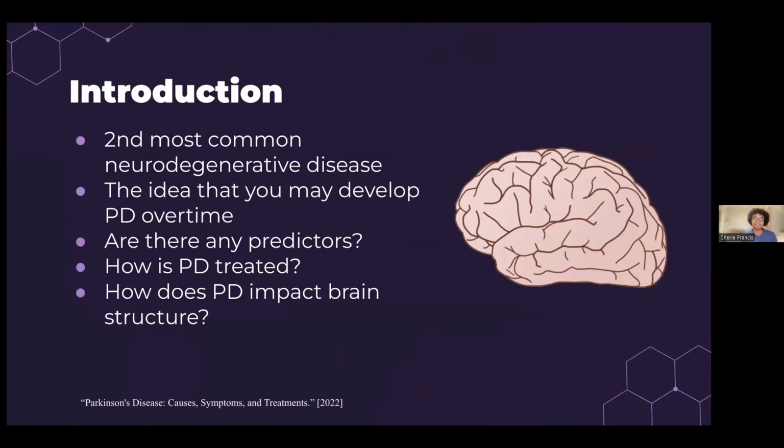Parkinson's disease is the second most common neurodegenerative disease following Alzheimer's, and since it can be developed over time and is the progressive loss of function or structure in neurons, we want to determine if there are any predictors for this disease, how it can be treated, and how it impacts the brain structure.